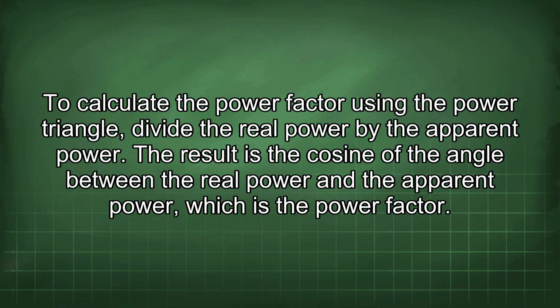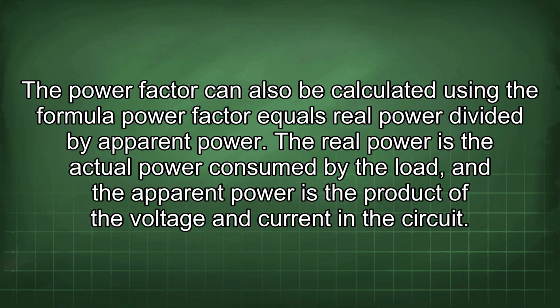The power factor can also be calculated using the formula: power factor equals real power divided by apparent power. The real power is the actual power consumed by the load, and the apparent power is the product of the voltage and current in the circuit.